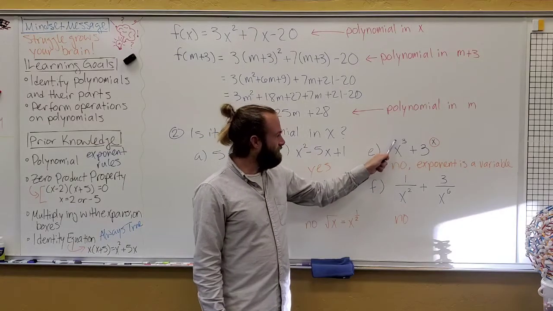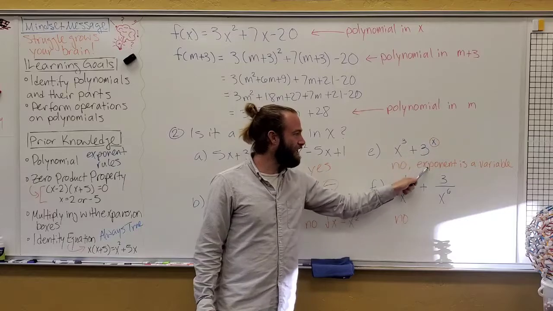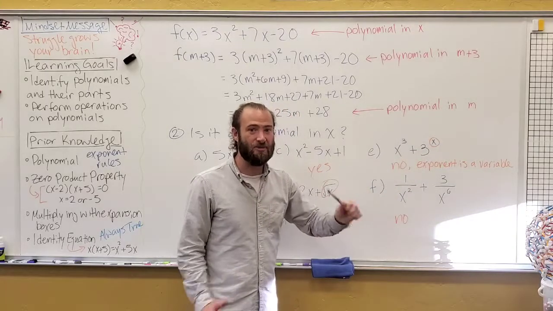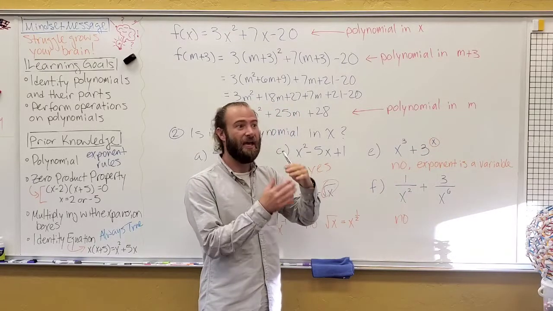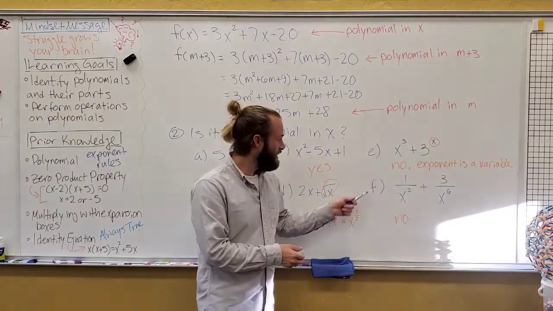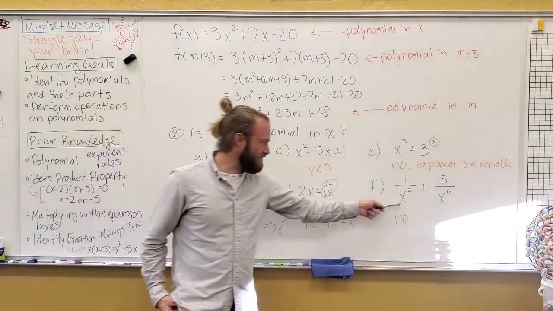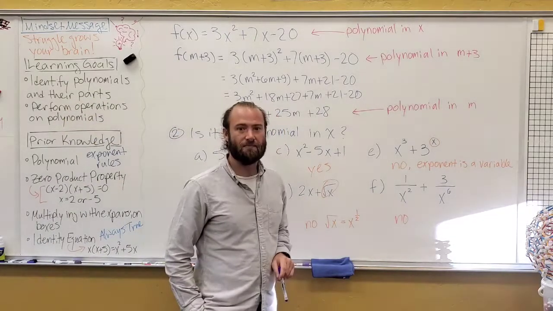E, we have x cubed plus 30 to the x, but the one problem here is we cannot have an exponent that's a variable. The exponent has to be just a number, and again, a non-negative whole number. And then this guy right here, basically the same reason as part B, he is not a polynomial.